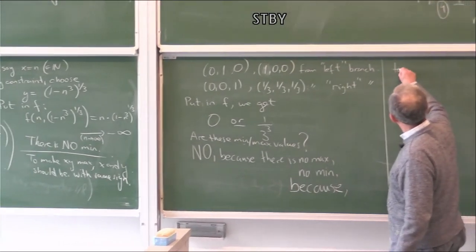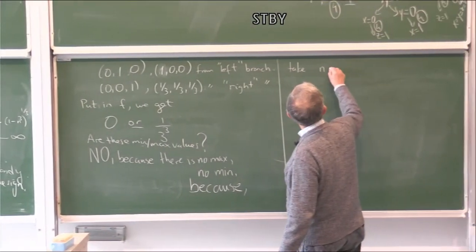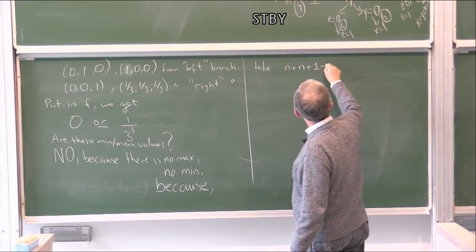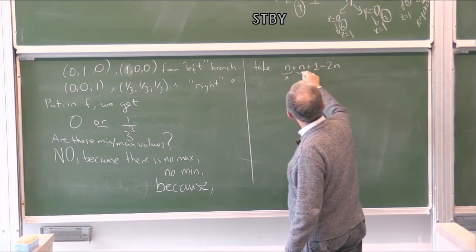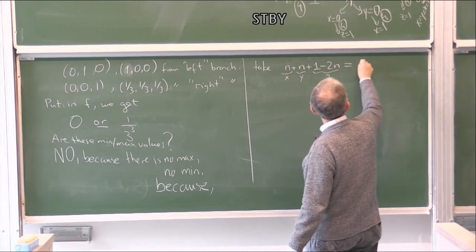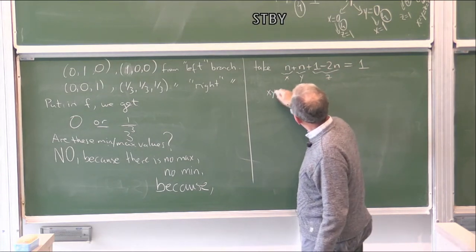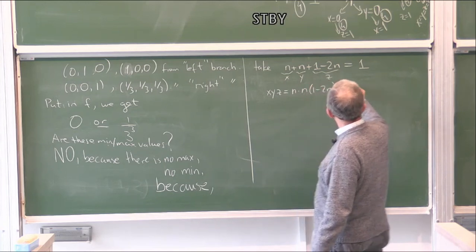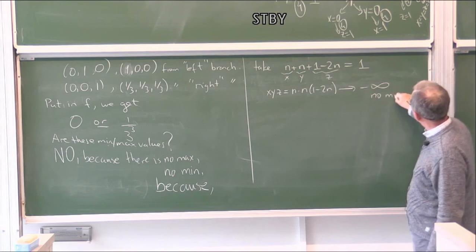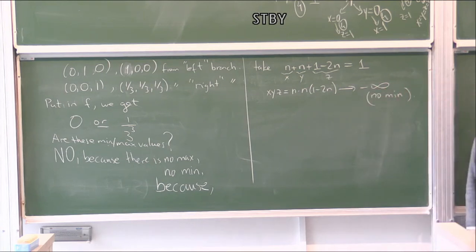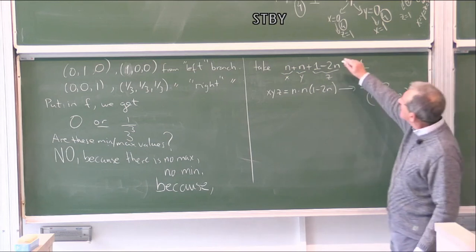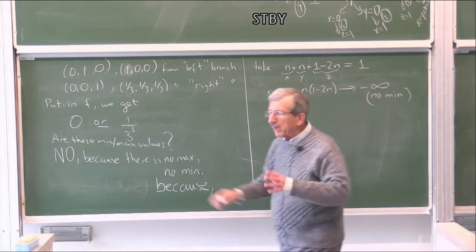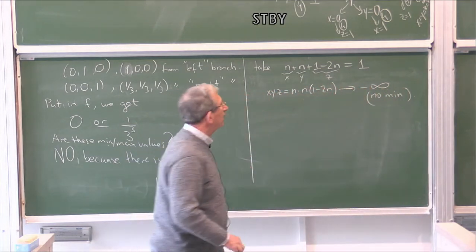So take n plus n, and plus 1 minus 2n. This is x, this is y, this is z, sum is 1. But of course, xyz is n times 1 minus 2n, which goes to minus infinity, so no minimum. You can pick up points satisfying the equation, but they make the function value go to minus infinity, so there can be no minimum value.